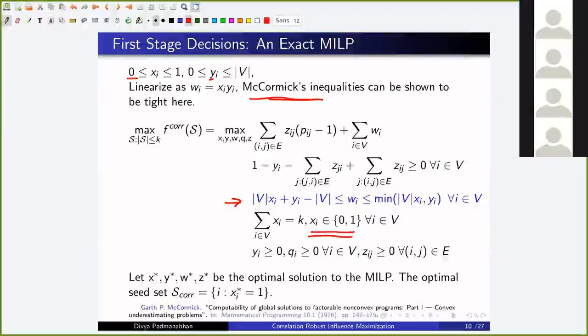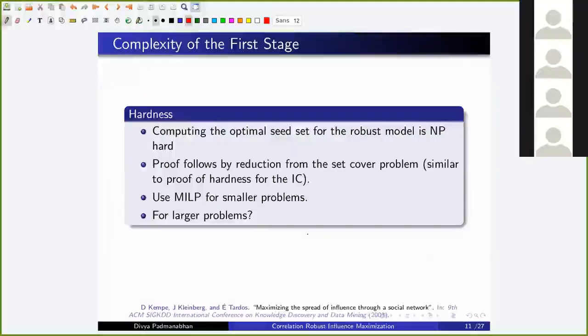Can we do better than this? This is an MILP, so it works well for smaller problems. But the issue is that there is still an inherent hardness in computing the optimal seed set. This is still an NP-hard problem, and we show this in the paper. The proof follows as a very simple adaptation of the hardness of the independent cascade model. It's actually a reduction from the set cover problem itself.